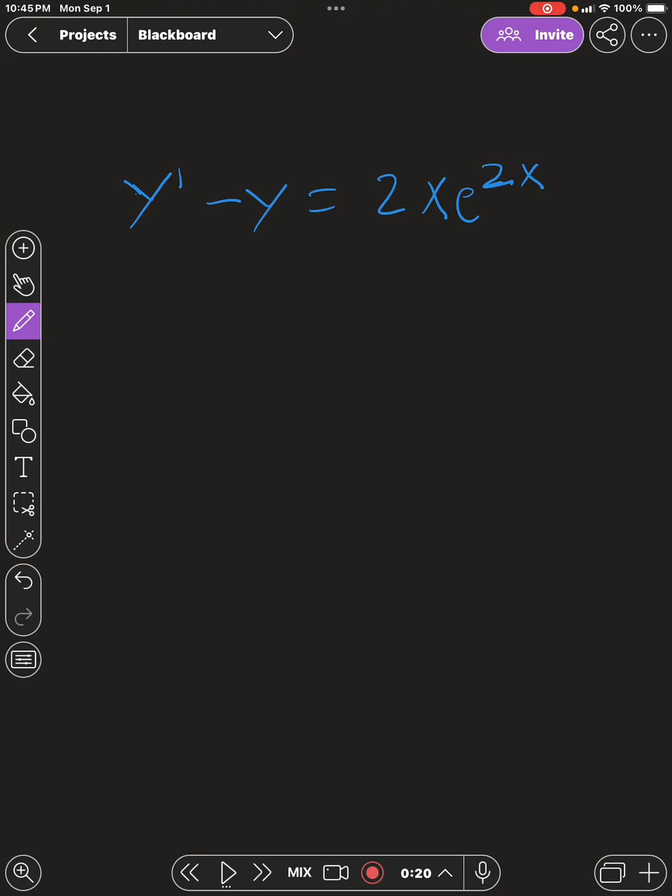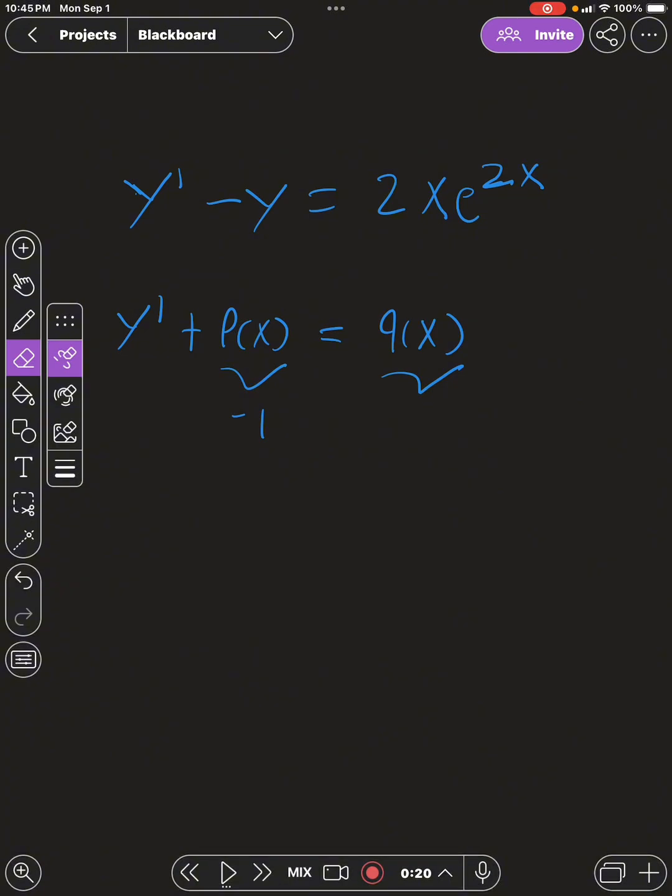The integrating factor only works when we have an equation of the form y prime plus p of x y is equal to q of x. If we look at these terms up here, we notice that p of x is equal to -1 and q of x is equal to, well, the 2x e to the 2x. So we do have it in the correct form we want. But once we have it in this form, what do we need to do? Well, we need to go ahead and create what's called the integrating factor here.